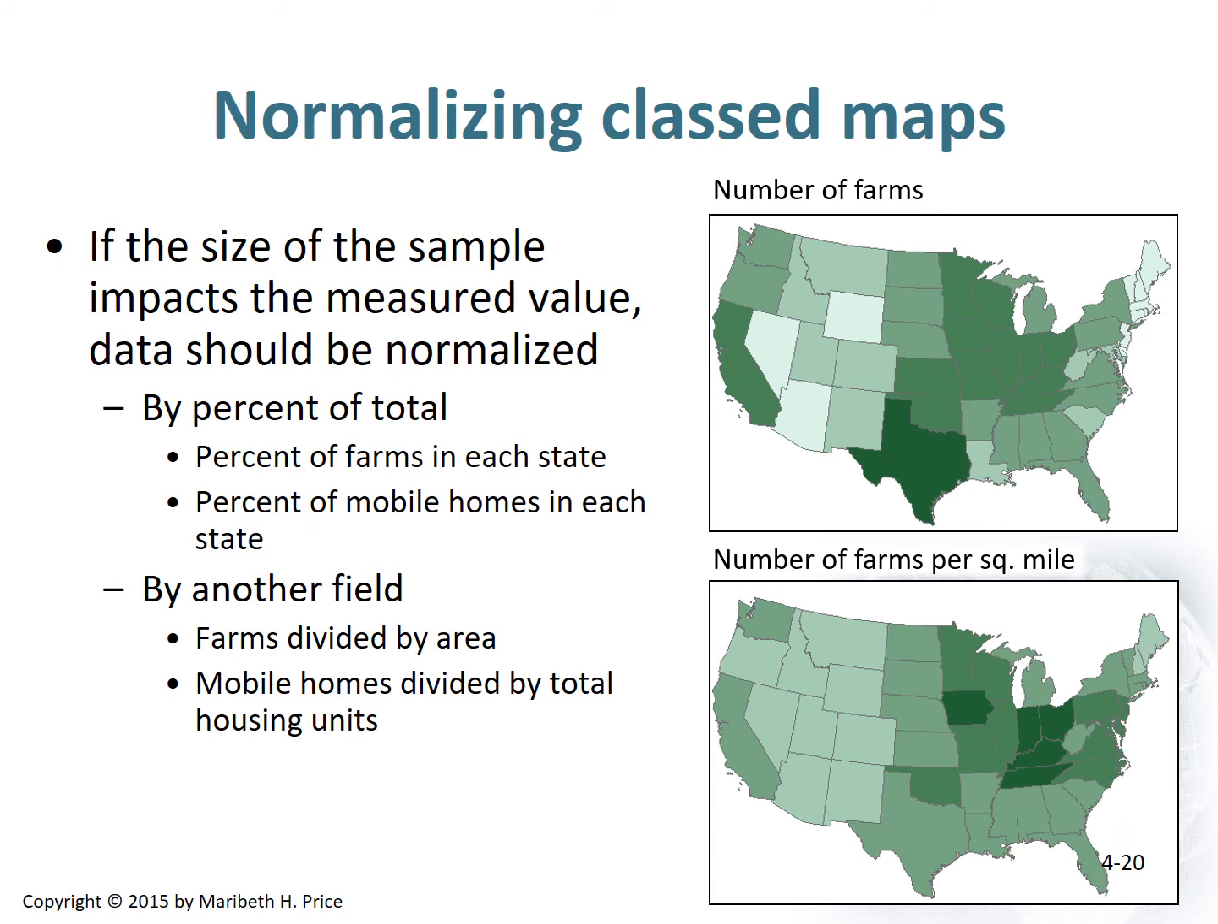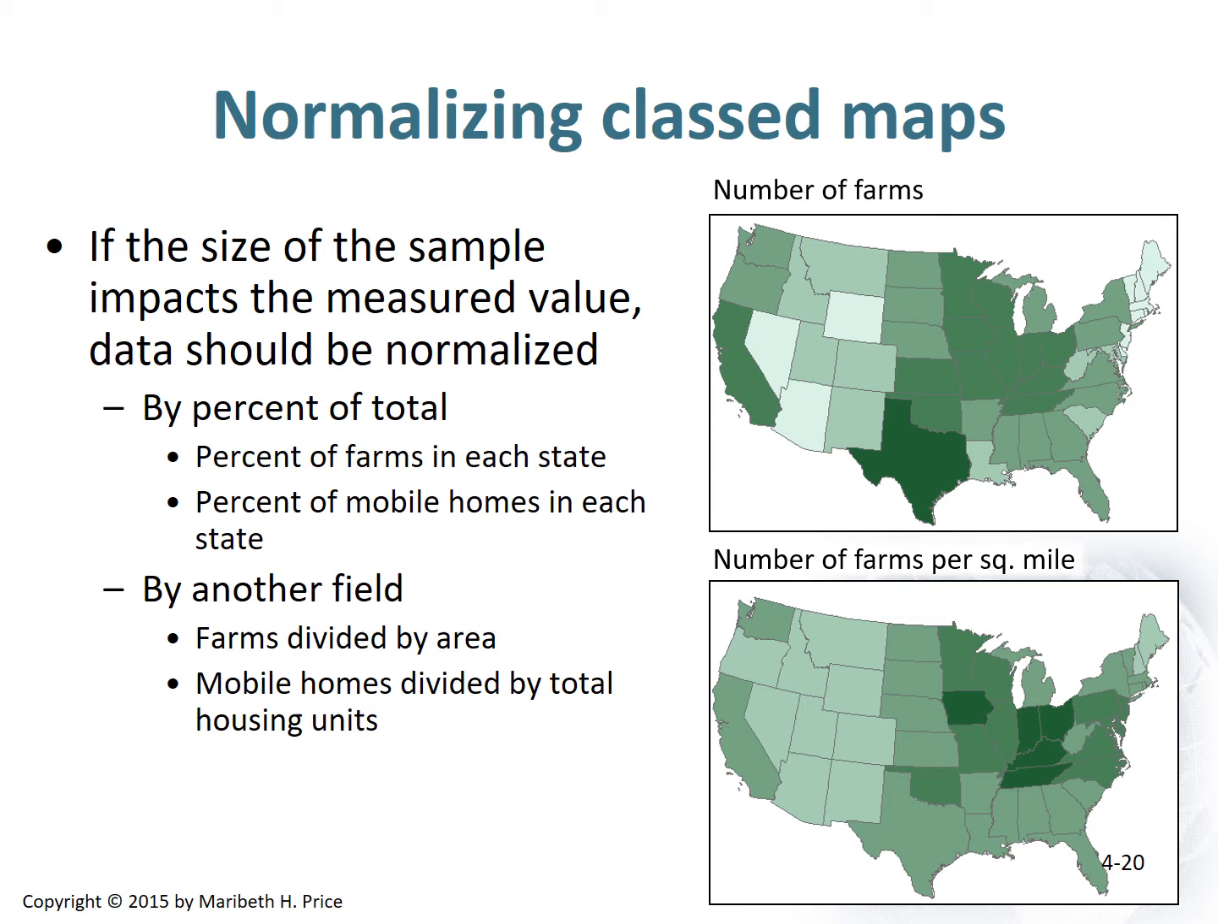Normalizing classed maps. If the size of the map impacts the measured value, then the data should be normalized. And what does that mean? If the size of the sample impacts the measured value, in other words, by percent for total. If the percent of farms in each state versus the percent of mobile homes in each state, these are things that are somewhat dependent on the size of the states.